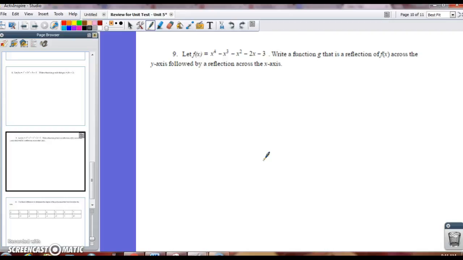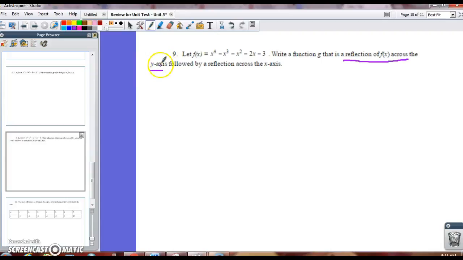It says that we're taking this function f of x, and we're actually going to do two things. We are first going to do a reflection across the y-axis, and then a reflection across the x-axis. So we're actually doing two different things here. We have to do them in the order that it says. So the first thing we want to do is reflect across the y-axis.